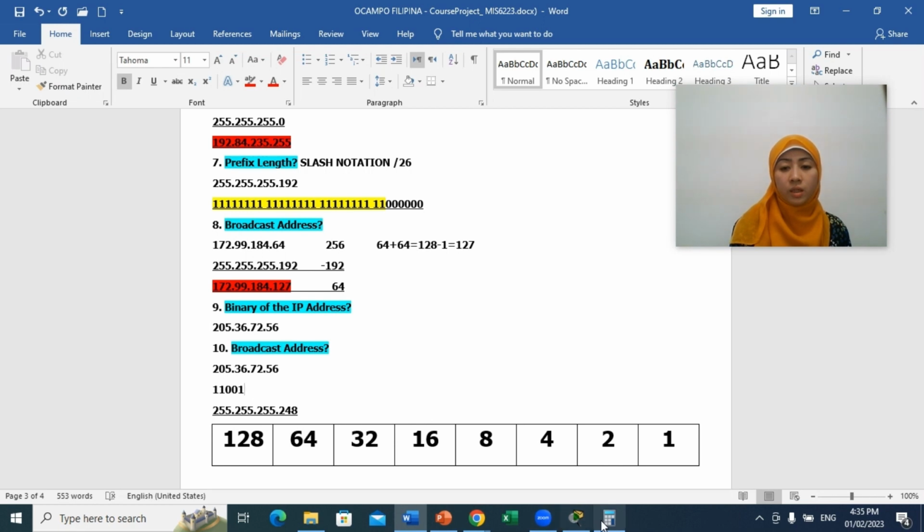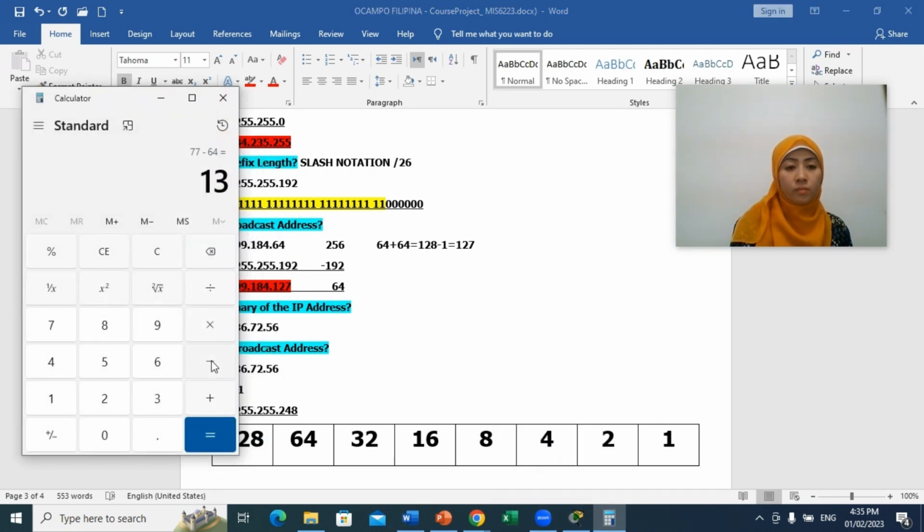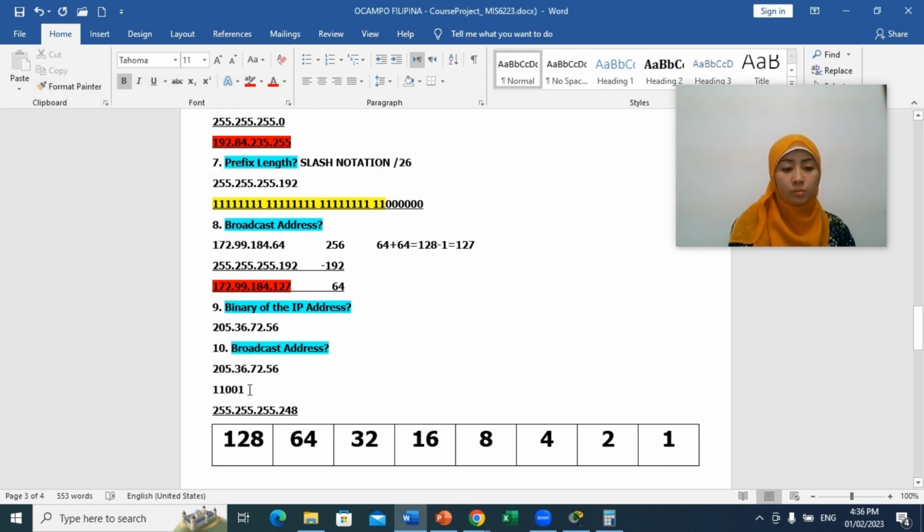So 13 minus 8 is 5. So 5 minus 4, it can be. So we will put 1 here. So we have the value of 1. So 1 minus 2, it cannot be. So we'll put 0. And then 1 minus 1 is 0. So this is the binary value of 205.